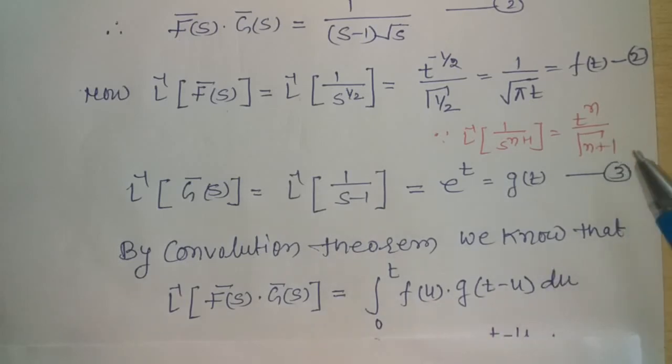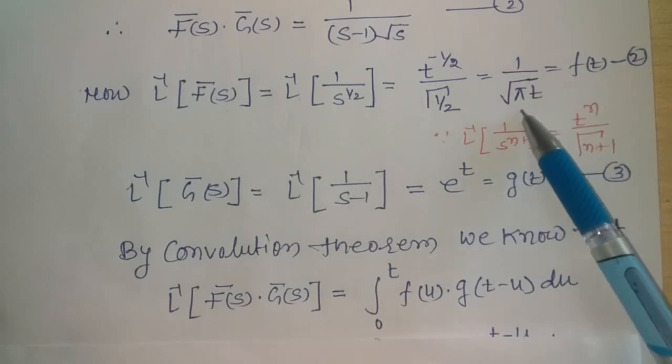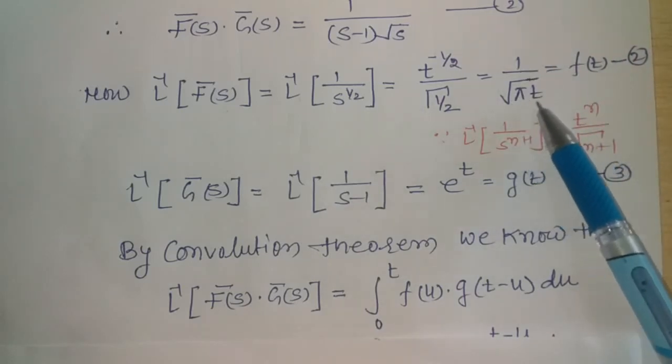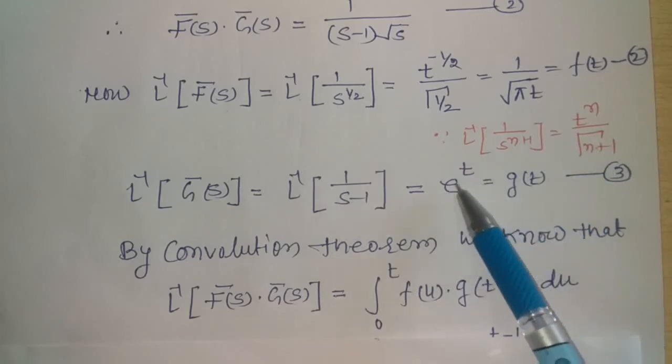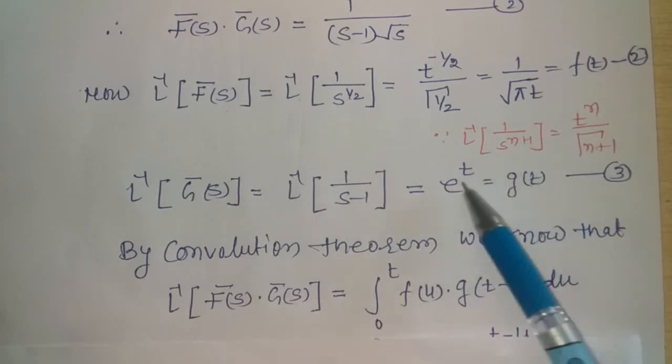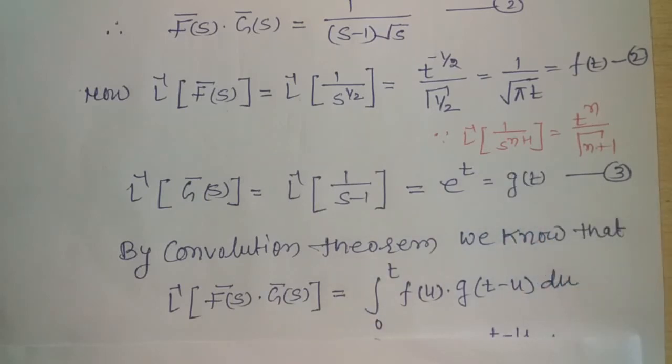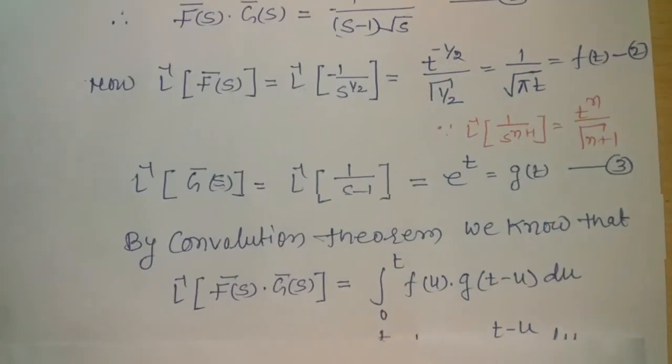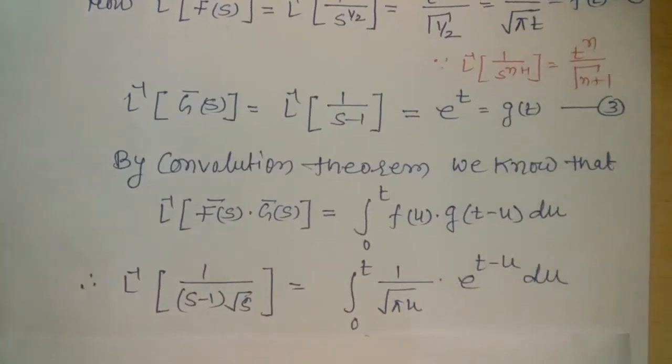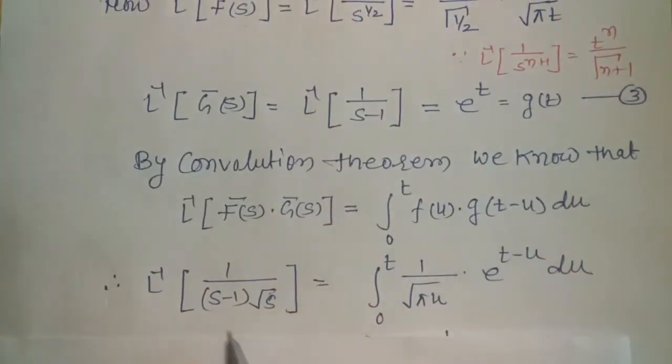So here ft is 1 upon root pi t, so f of u is 1 upon root pi u, and gt is e raised to t, so g of t minus u is e raised to t minus u. So using the convolution theorem we write the inverse Laplace transform of f bar s into g bar s: 1 upon (s minus 1) into root s is equal to the integral from 0 to t, f of u is 1 upon root pi u into g of t minus u is e raised to t minus u du.